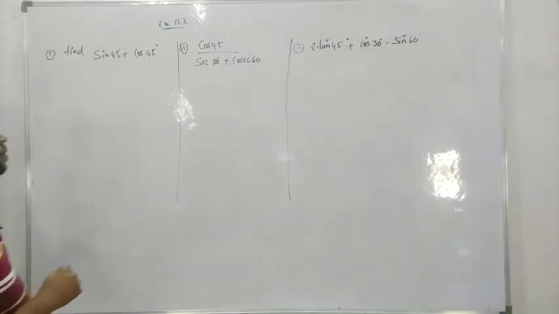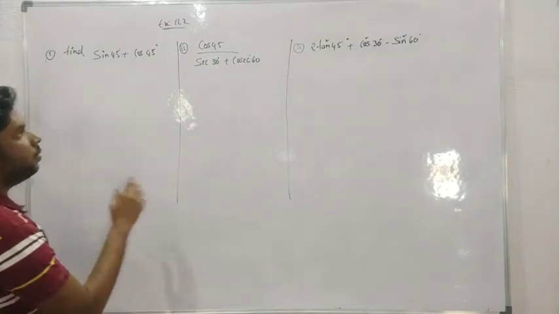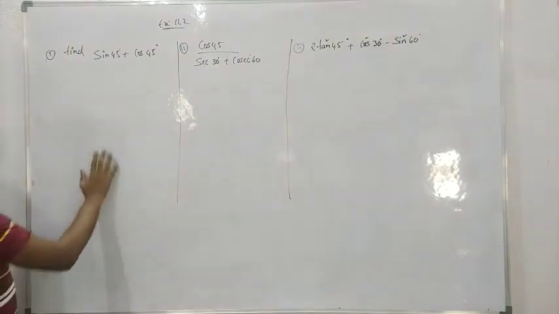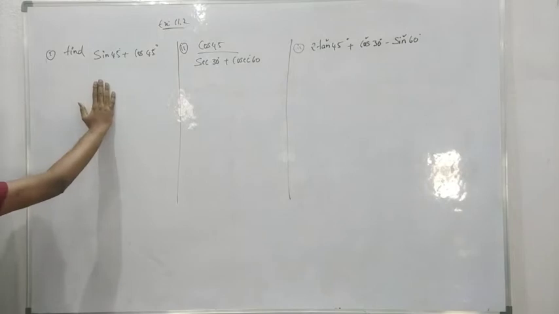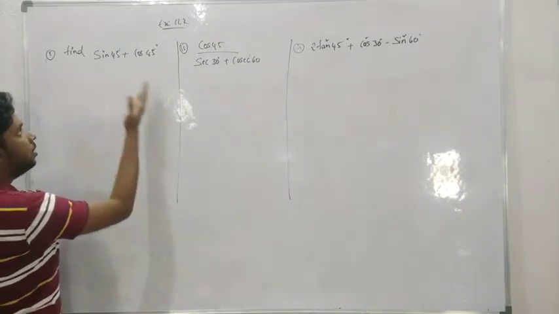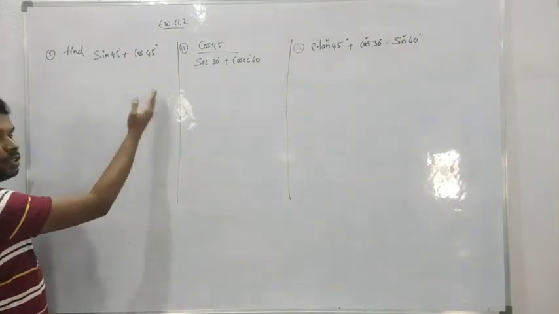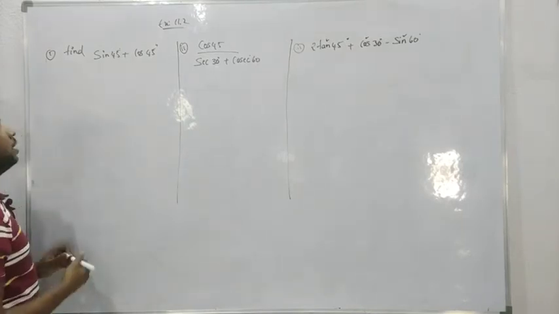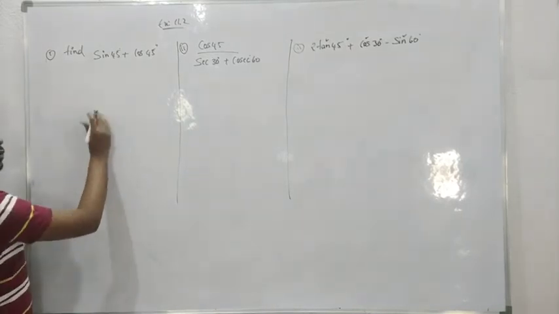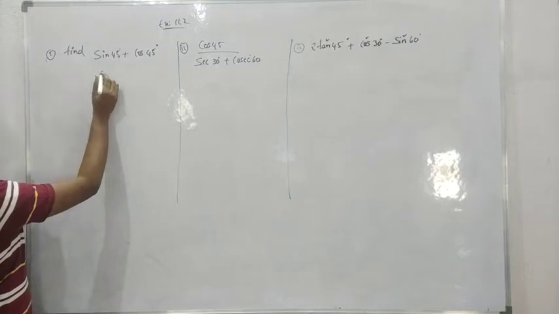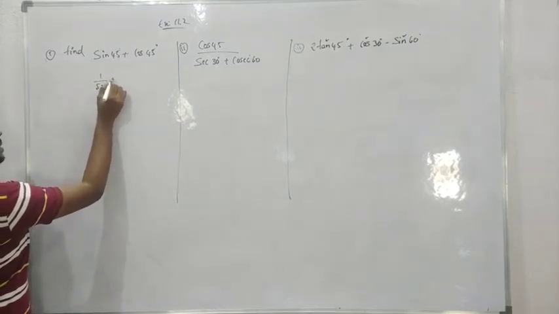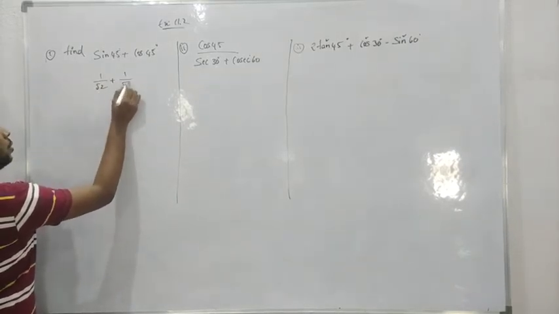Now let's solve some questions from the angles of trigonometry ratio concept. So given here sin 45 plus cos 45. We have previously discussed how the angles sin 45, cos 45 come in the table. Now the sin 45 plus cos 45. So what is the value of sin 45? It is 1 by root 2, plus cos 45 is 1 by root 2.